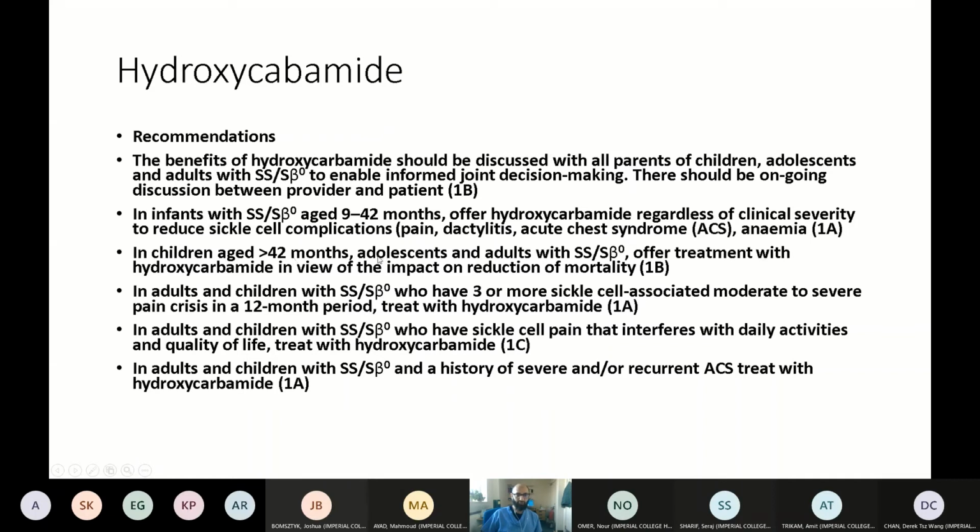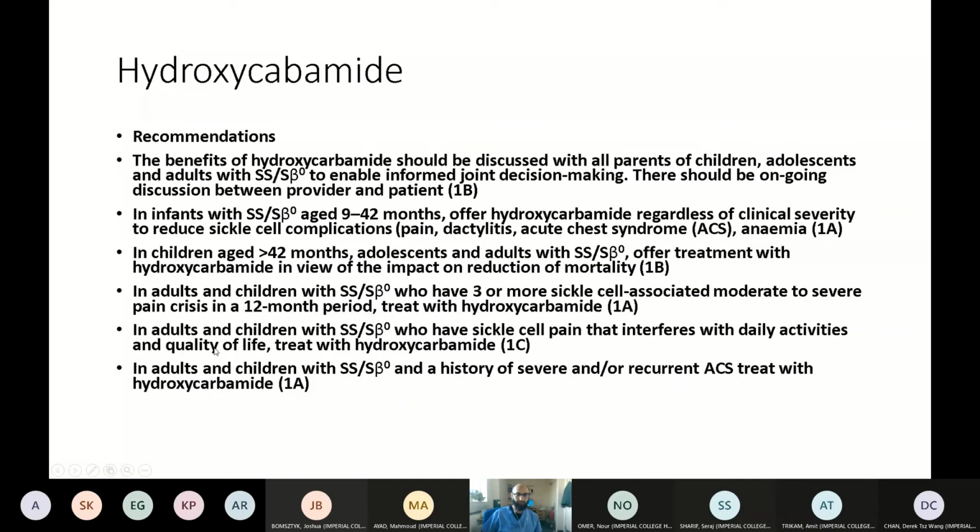And in children greater than 42 months, adolescents and adults, offer treatment with hydroxycarbamide. Again, implying that we should really be offering it to pretty much everyone. And in adults with SS and S beta 0 thal who've had 3 or more sickle cell associated moderate to severe pain crises in a 12-month period, treat with hydroxycarbamide. So this is pretty prescriptive, isn't it? We're saying that in this situation, we should be treating these patients with hydroxycarbamide.